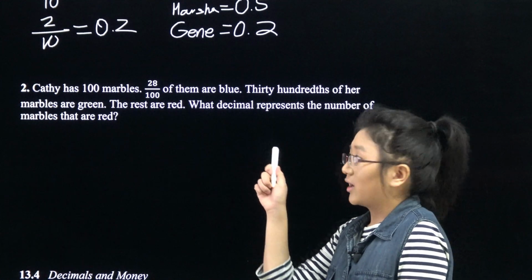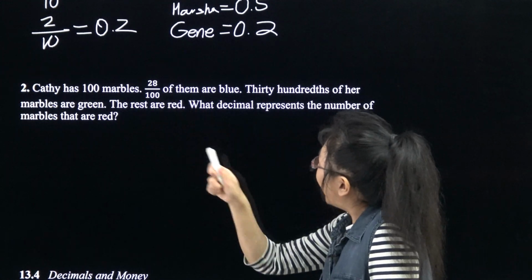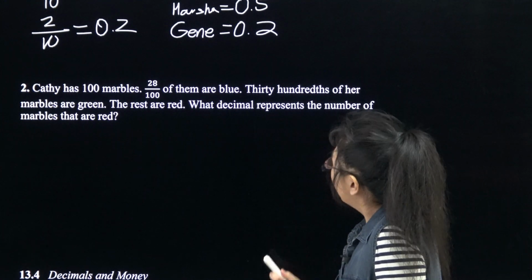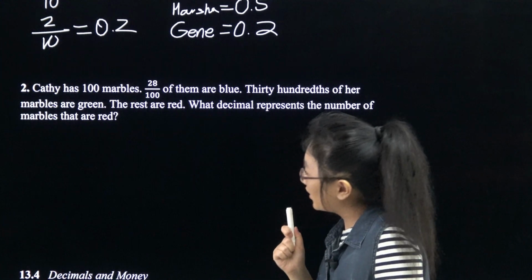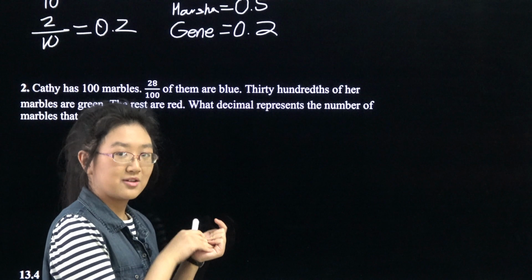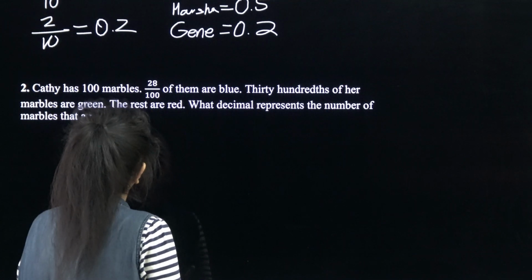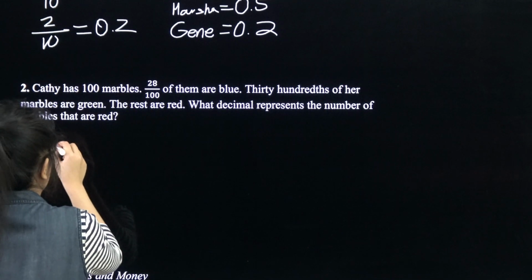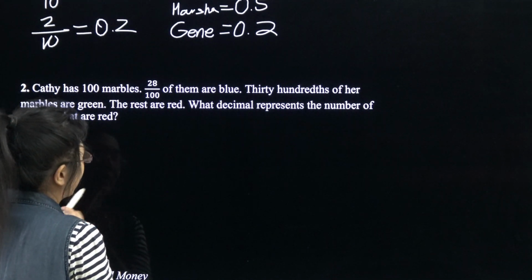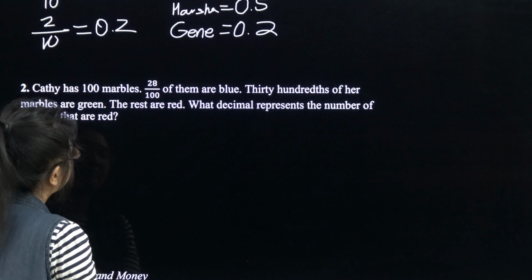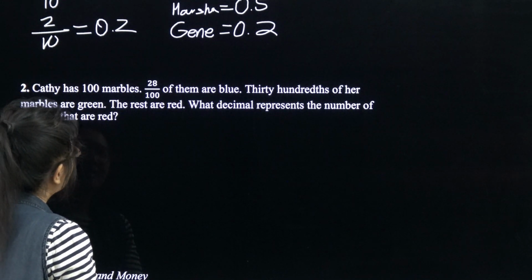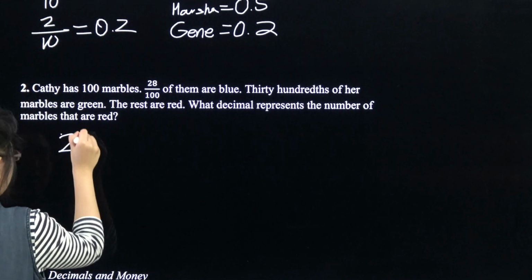Cassie has 100 marbles. 28 hundredths of them are blue. 30 hundredths of her marbles are green. The rest are red. What decimal represents the number of marbles that are red? Now this is some good old-fashioned subtraction that we learned last unit. There's 100 marbles. 28 out of 100 of them are blue. Now, 28 out of 100. There's 100 marbles in total, so 28 are blue.